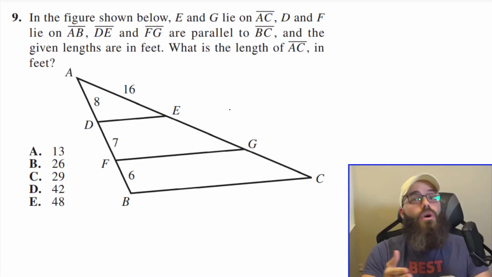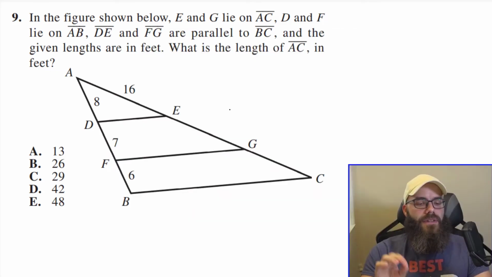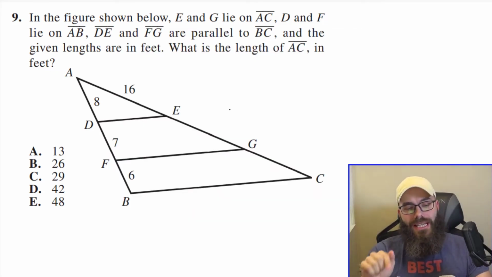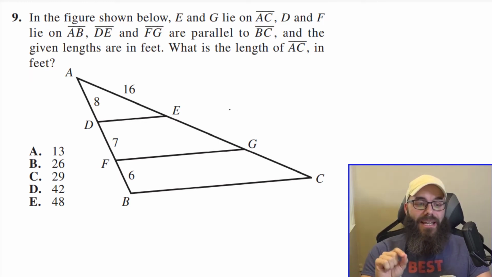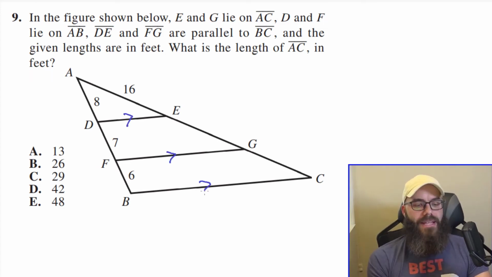Number 9. All right, number 9 is a geometry problem. Don't assume that it's drawn to scale. We all know what assuming does. In the figure shown below, E and G lie on the line segment AC. D and F lie on the segment AB. The segment DE and the segment FG are parallel. That's very key. They're parallel to the segment BC. So we can make a little notation in our picture. And the given lengths are in feet. What is the length of AC?